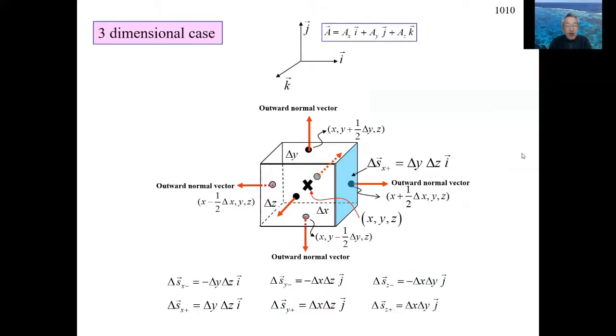A small volume element in three dimensions is shown in this slide. The only difference from the two-dimensional case is adding the z direction. In principle, the proof of the Gauss theorem in the three-dimensional case can be done in the same way as the two-dimensional case. I will finish lecture 2 at this point. Thank you.